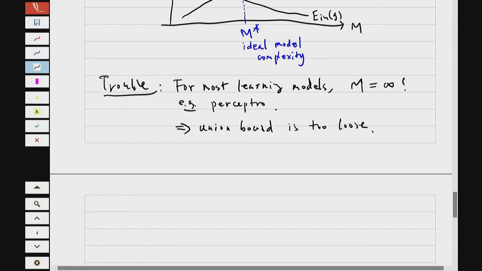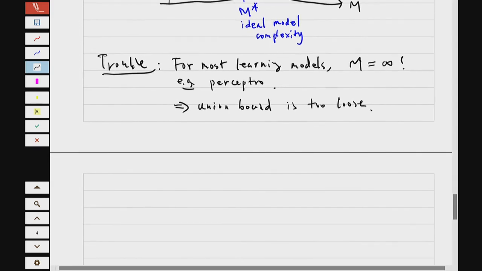Okay. So how can we do better? First of all, we have to recognize why the union bound is too loose. Union bound is loose when there's overlapping. Remember, union bound is tight when those events have no overlapping. When they don't overlap, then it's tight, right?